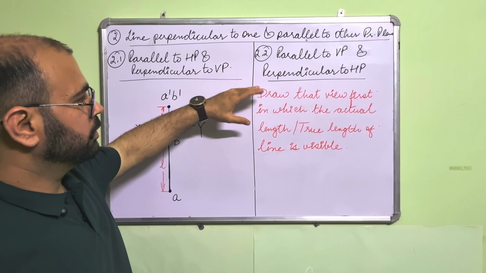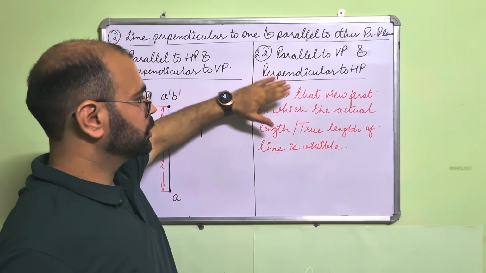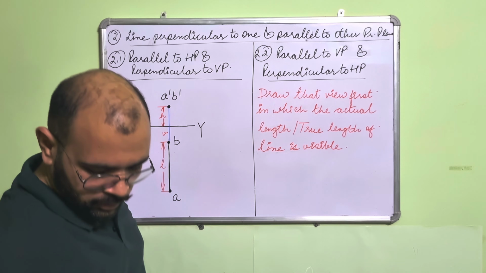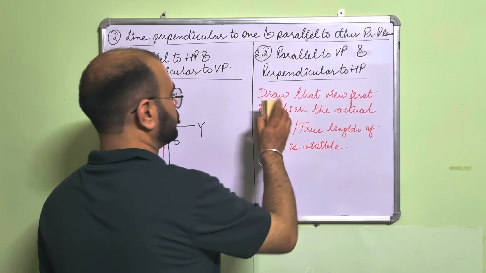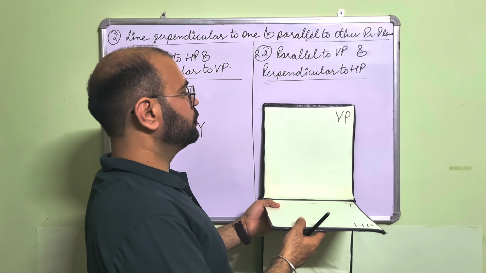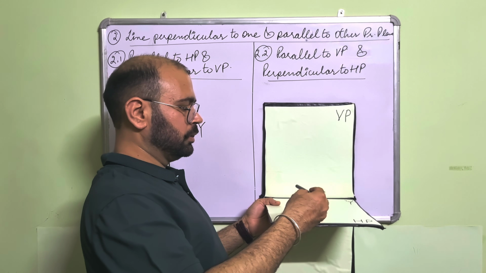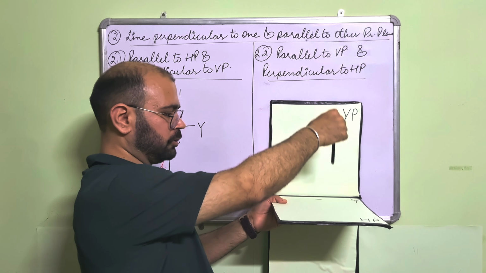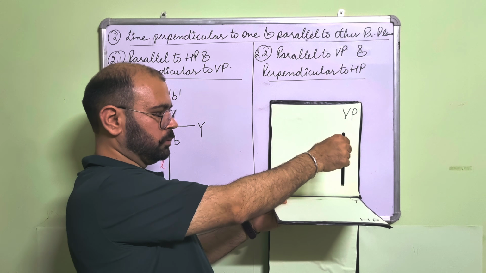Okay. So the next case is when the line is parallel to VP and perpendicular to HP. This rule again we will follow in this second case. So I am erasing this now. Let us see it physically. Again the line is parallel to VP and perpendicular to HP. So it is like this. It is parallel to VP and it is perpendicular to HP.